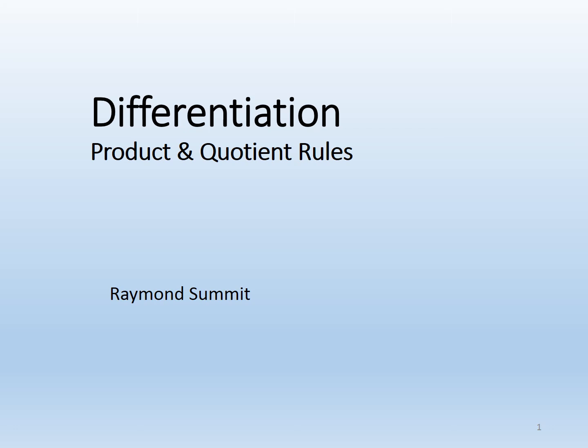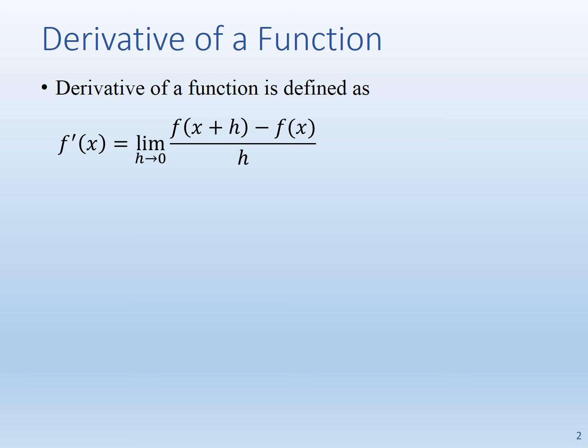In this lesson, we'll derive the product and quotient rules for differentiation. The derivative is defined as shown here, where the rise is the difference in the y values at those two points, x and x plus h. That's the rise, and the run is h, the difference in the x values.